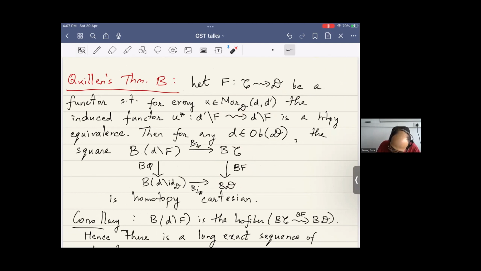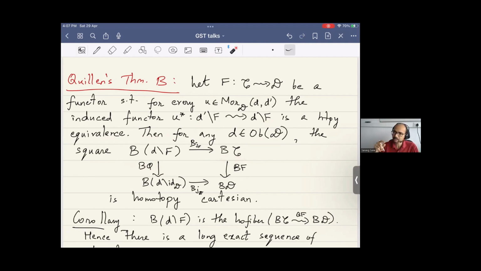the induced functor u upper star between these comma categories, D prime comma F to D comma F, is a homotopy equivalence. This happens for all morphisms in D. Then for every object D, if you take the classifying space B of D comma F, it has a natural map to BC.